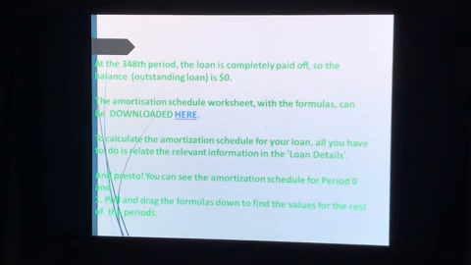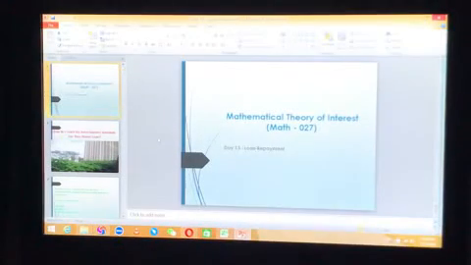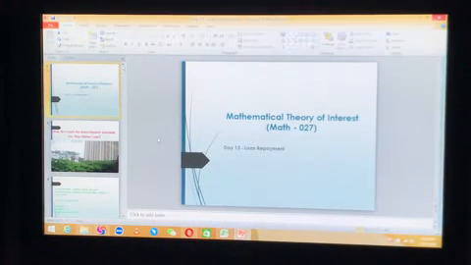You can use the same values to practice the loan amortization schedule by yourself at home. I strongly suggest you practice this table at least 3 times. So this is all about today's discussion. In tomorrow's class we will practice this loan amortization schedule and have more practice with it.